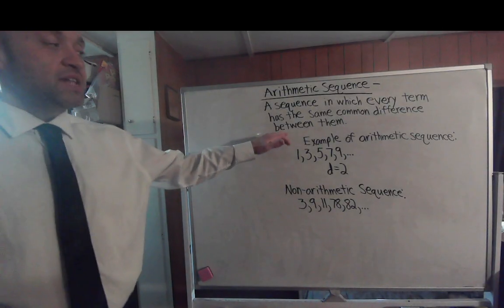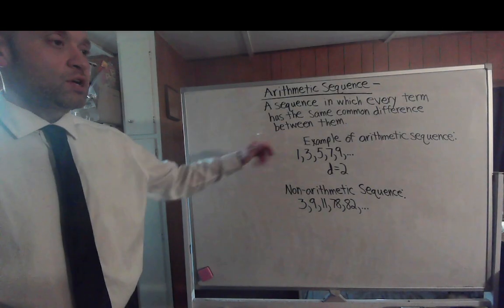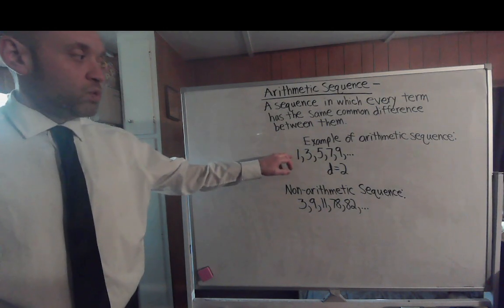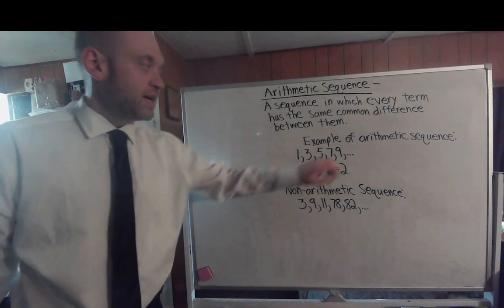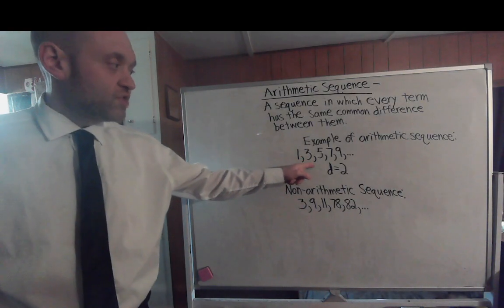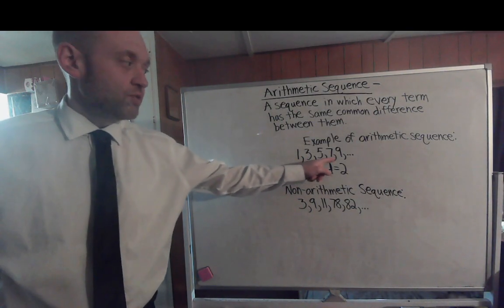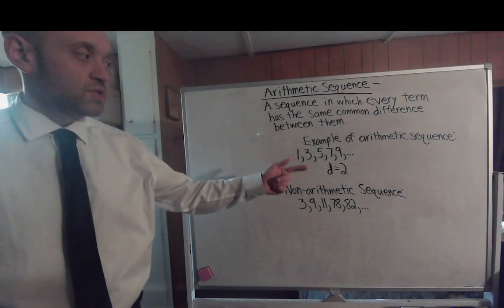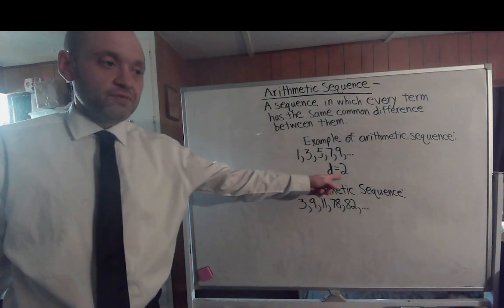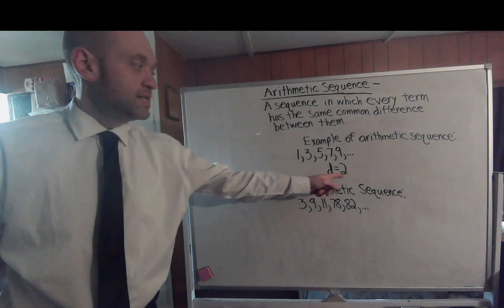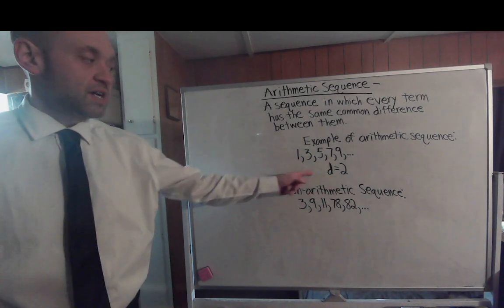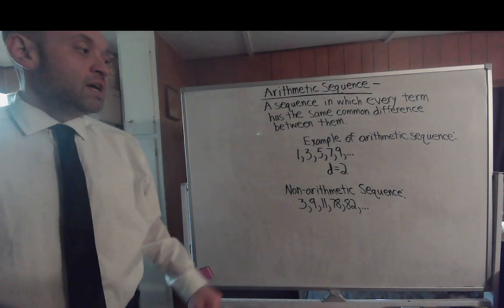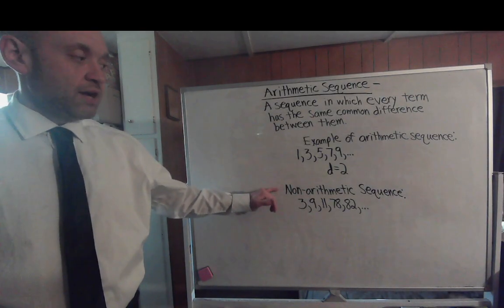So here's an example of an arithmetic sequence. You have the sequence 1, 3, 5, 7, 9. If you notice, between each of these terms, they go up by 2, right? They go up by 2 more numbers. So you could say the common difference is 2, denoted by d equals 2. That's the common difference.